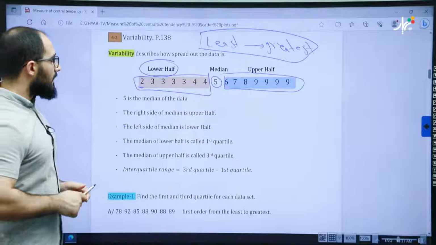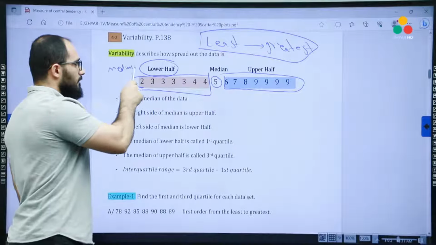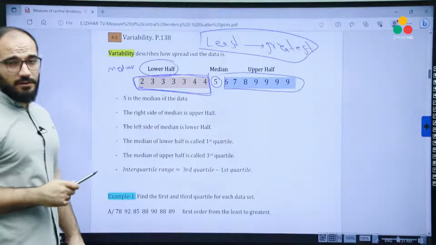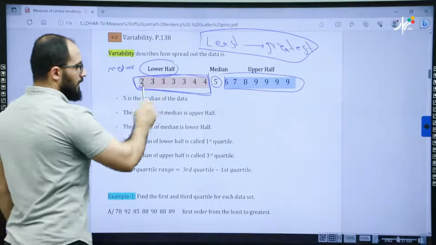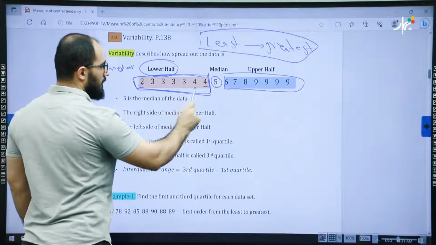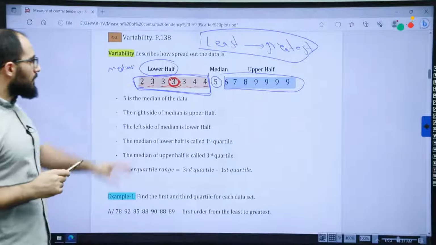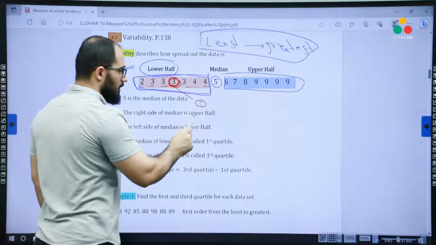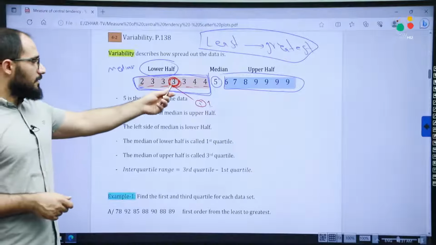Okay, then the median of the lower half. Where is the lower half? This is the lower half. The median of the lower half is called the first quartile. If you find the median of the lower half, we got 3. So 3 is called the first quartile, Q1. The first quartile of that data is 3.